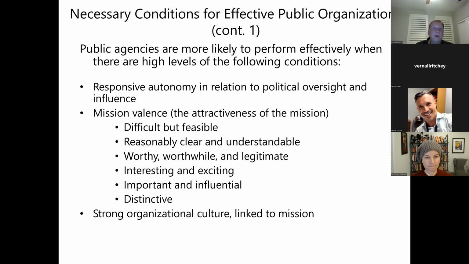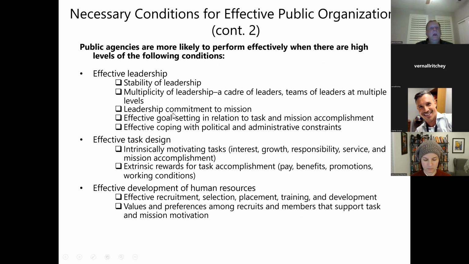You need to have a strong organization culture, as we've talked about tonight, that is directly linked to the mission and the purpose of the organization. Effective organizations need to obviously have, as we talked about tonight, effective leadership, stable leadership, a multiplicity of leadership, so that you have a cadre of leaders and teams of leaders at multiple levels in the organization. Your leaders need to be committed to the mission of the organization. You have to have leaders that are able to engage in effective goal setting. You need to have leaders who are effective at coping with political and administrative limitations and constraints.